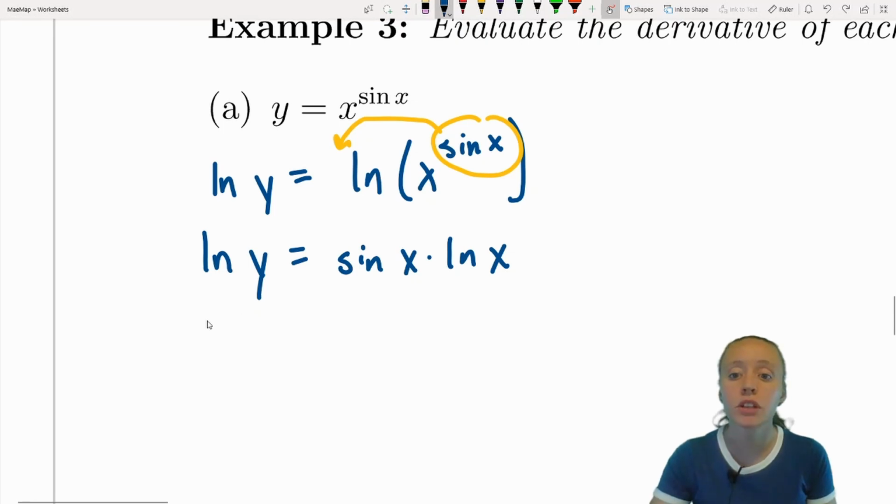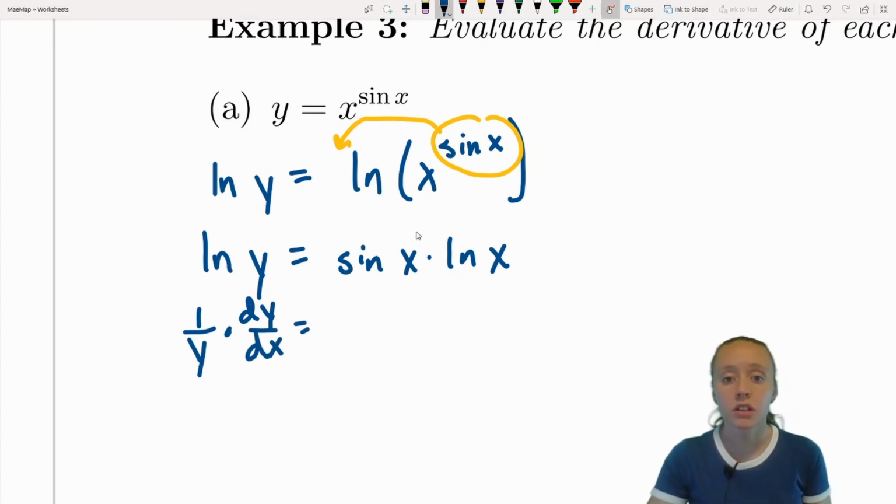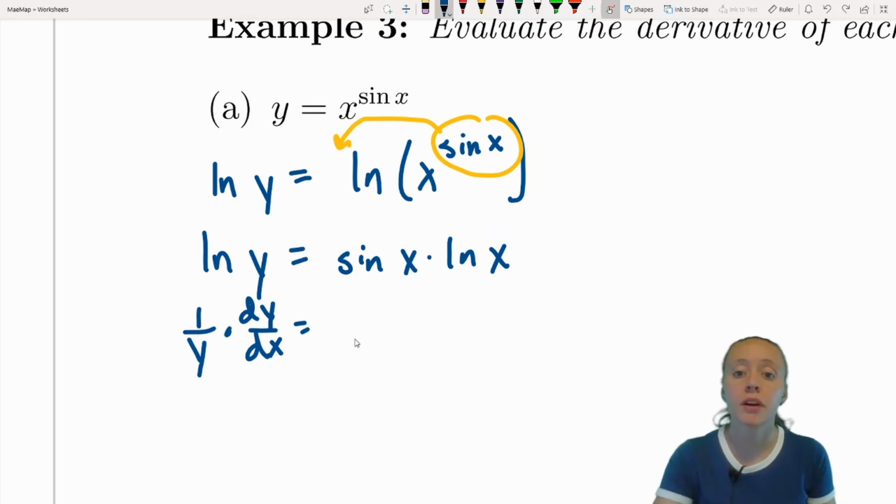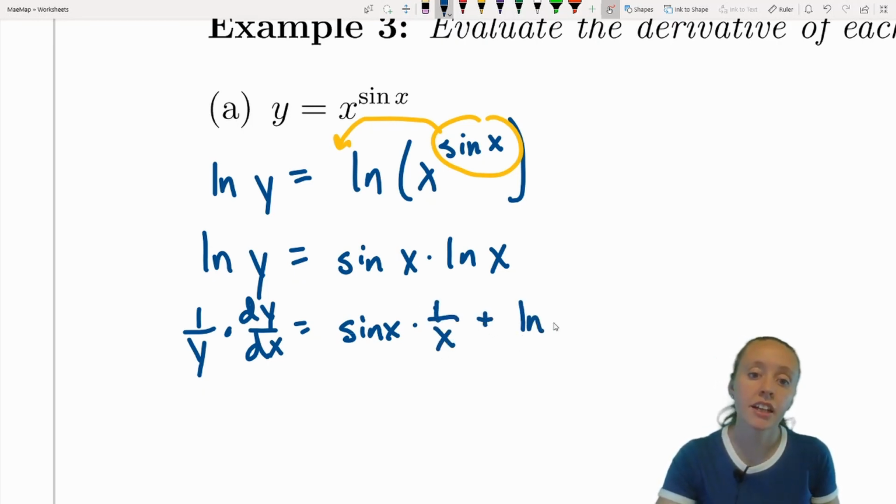Remembering that chain rule, it's going to be 1 over y times the derivative of y, so times dy/dx. And that's going to be equal to, what do we have here? A little bit of product rule. So we're going to have first, sine of x times the derivative of the second, which is 1 over x, plus second, the ln of x, times the derivative of the first.